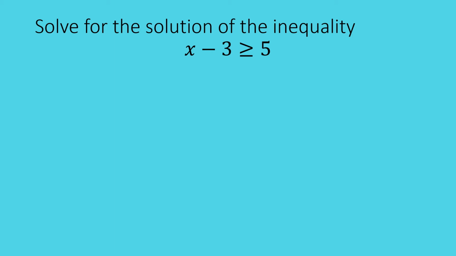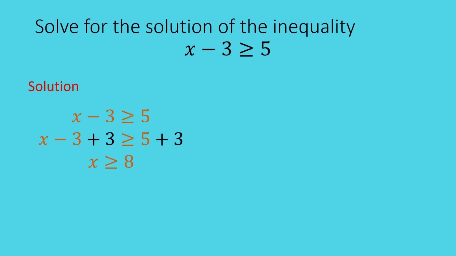Solve for the solution of the inequality x minus 3 is greater than or equal to 5. Copying the original inequality, x minus 3 is greater than or equal to 5. What are we going to do? We add 3 to both sides. So x minus 3 plus 3 is greater than or equal to 5 plus 3. Now we have x is greater than or equal to 8.